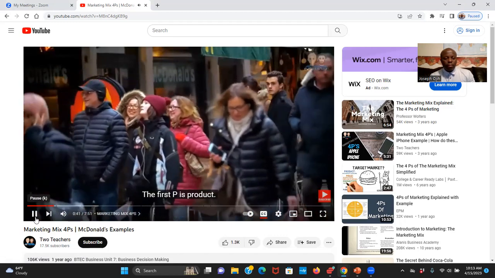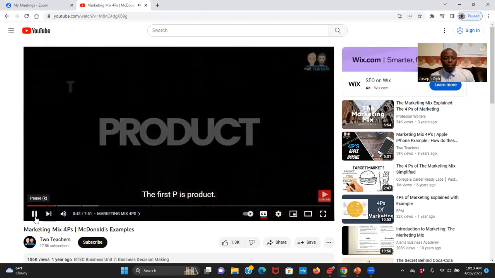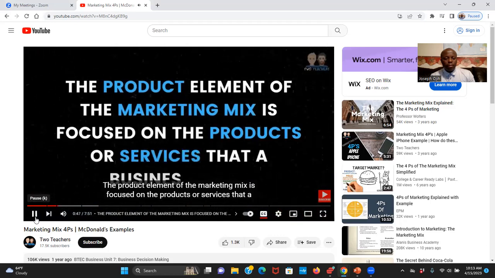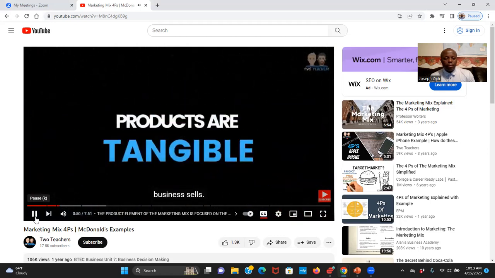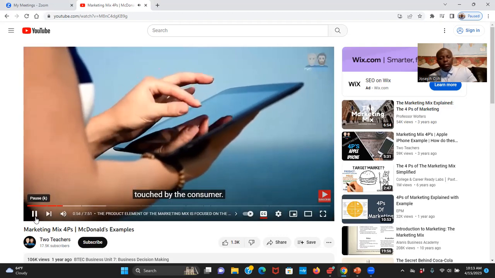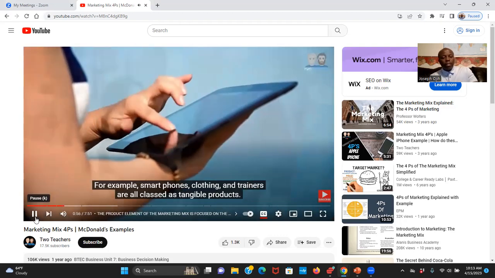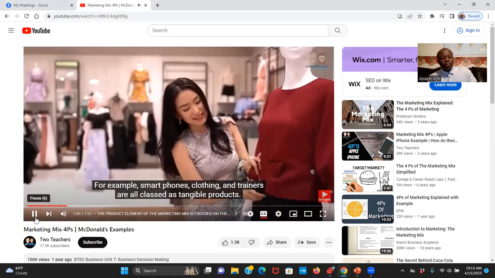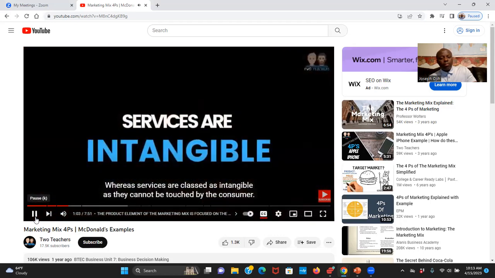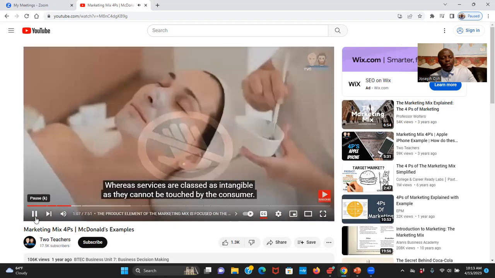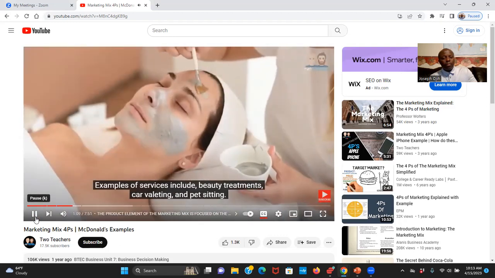So, starting with the first P, which is product. The product element of the marketing mix is focused on the products or services that a business sells. Products are classified as tangible items as they come in a physical form and can be touched by the consumer. For example, smartphones, clothing, and trainers are all classed as tangible products, whereas services are classed as intangible as they cannot be touched by the consumer. Examples of services include beauty treatments, car valeting, and pet sitting.